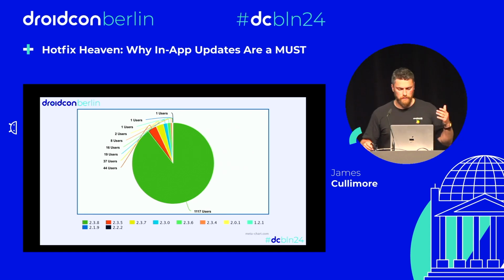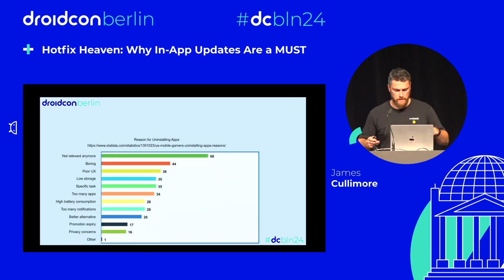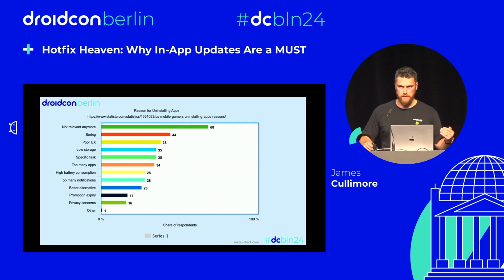So then I thought to myself, well, if they don't have the updates, then this could be a good potential reason why people are uninstalling an app. So in cases of games, it might be too boring because you're not delivering content. It could also be performance issues that you haven't been updated, or maybe you have fixed them but haven't given them to the users yet in the form of an in-app update. And there's many other reasons as well.